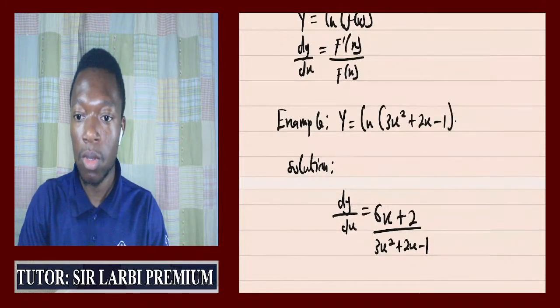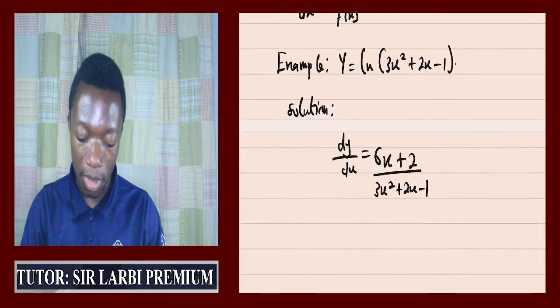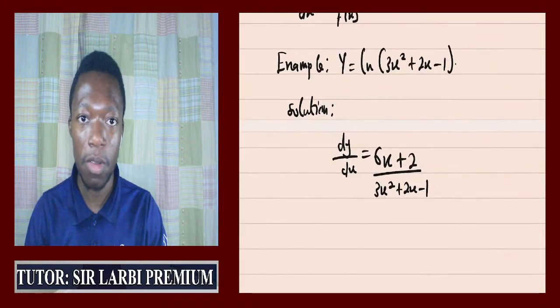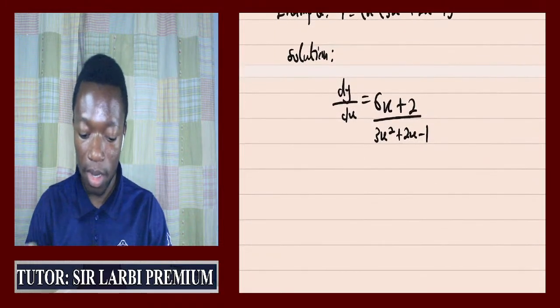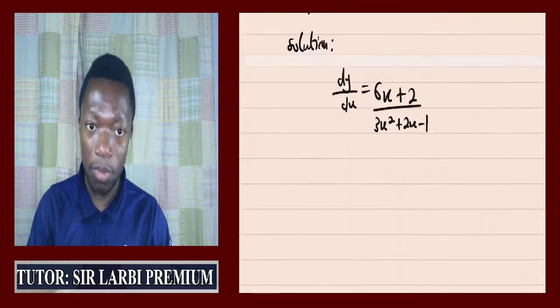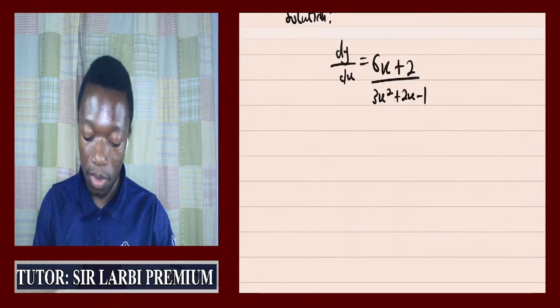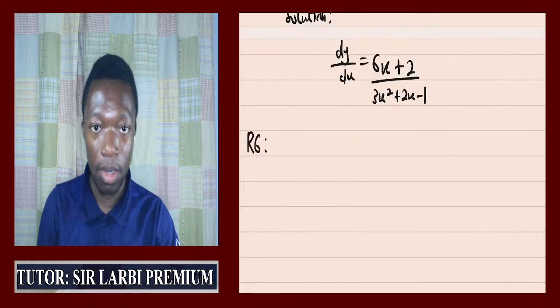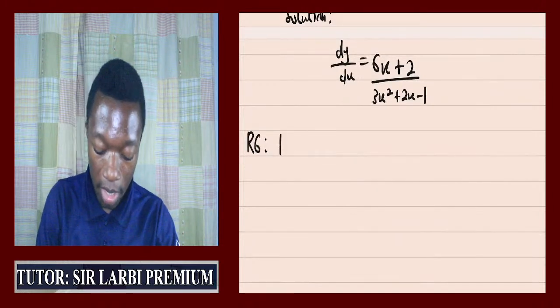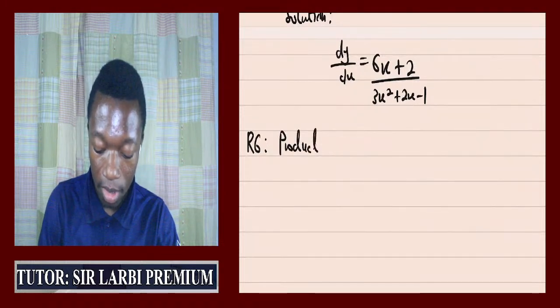So let's go. That is the issue about the differential of a log function. That is the fifth rule. Now let's move on to the sixth rule. Rule number 6 talks about the product rule, or product functions.